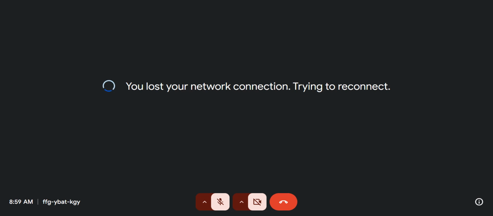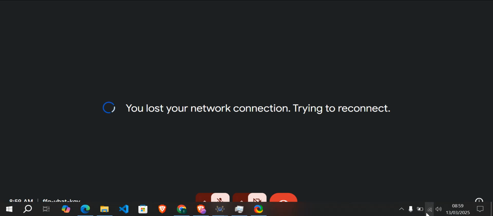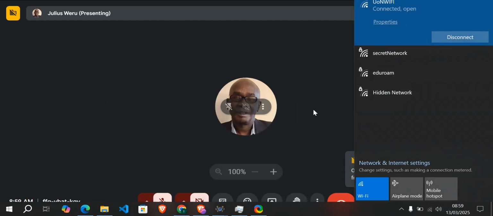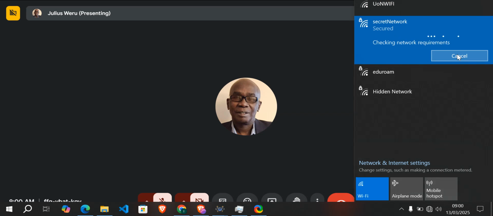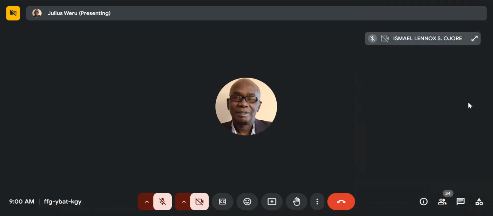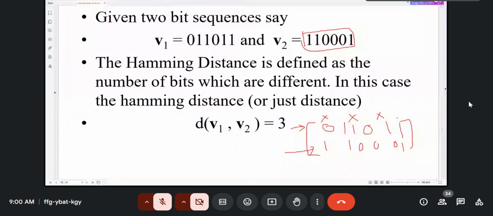Now that is the distance. But when we look at a code alone, there's something else. The number of ones in a vector. Distance, you're comparing 2 vectors. So the weight of this is 3. The weight of this is 4. But the distance between the two is 3.